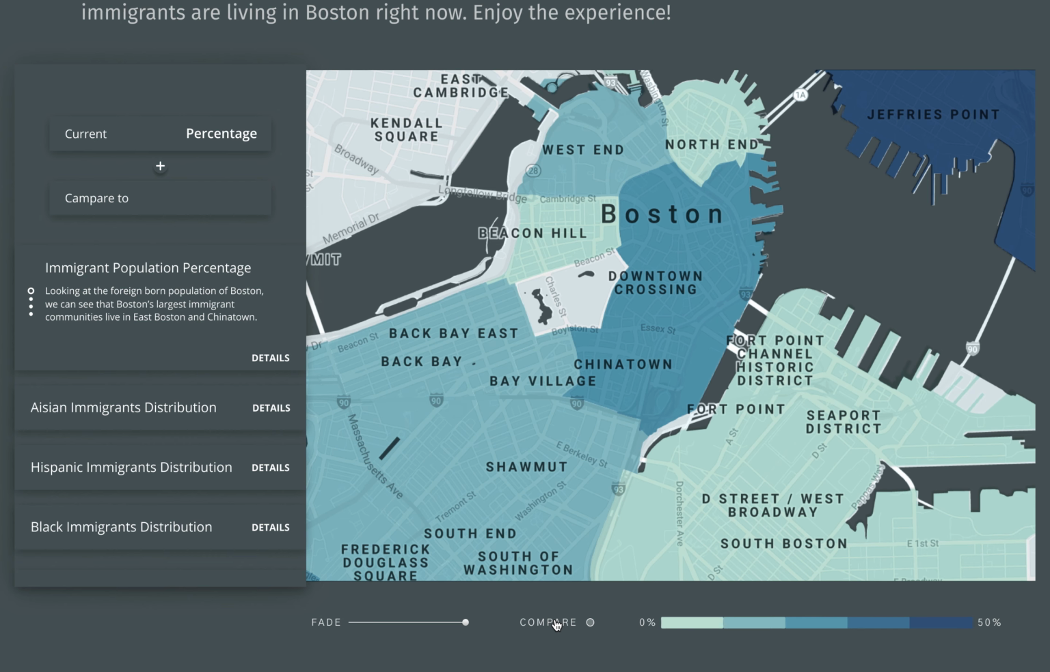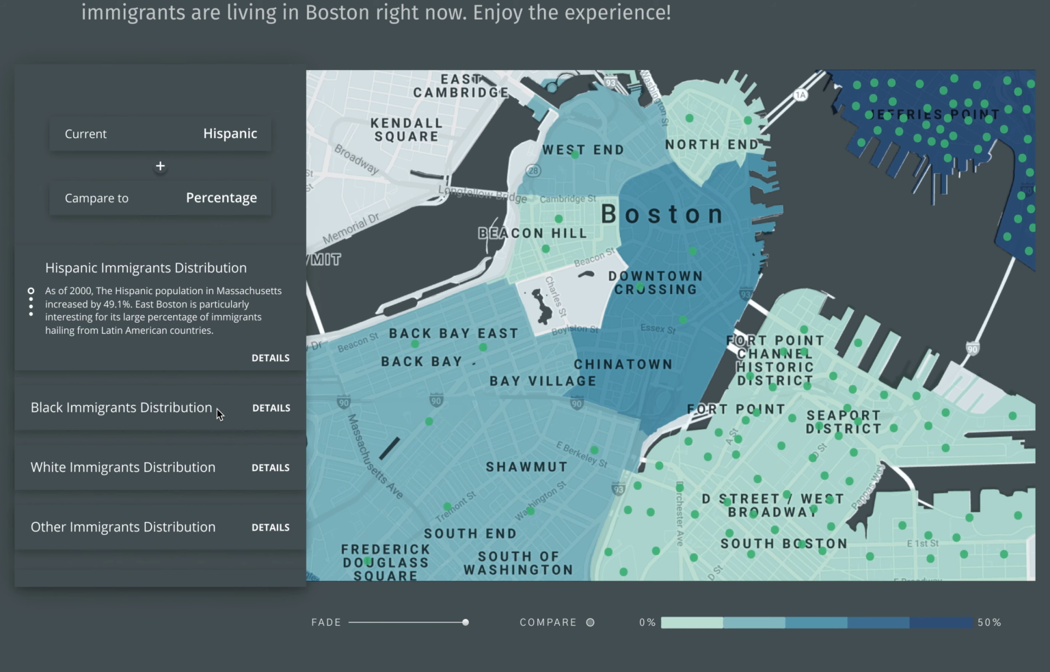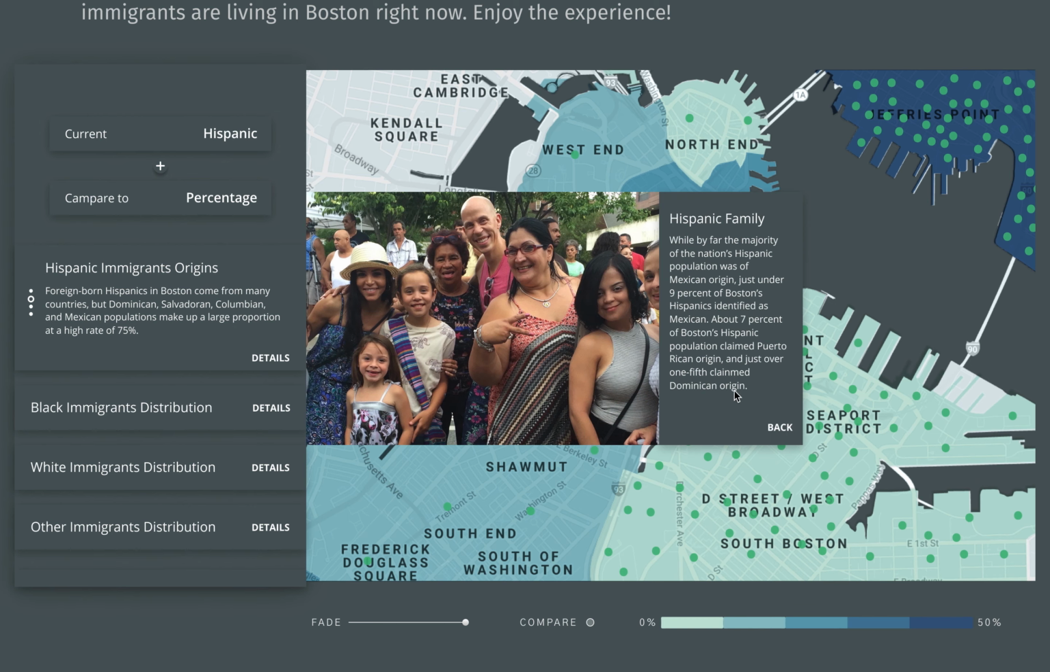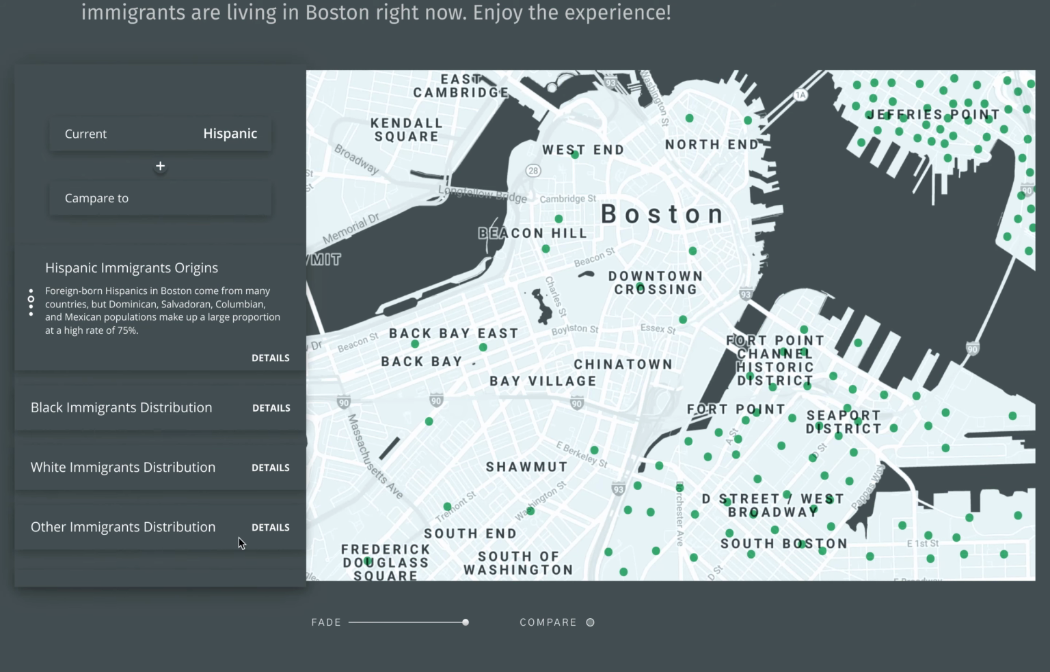I'm curious where each demographic group lives. Asian people live mostly in downtown area and Seaport District. What about the Hispanic group? We can see they mainly live in East Boston as well as the Seaport District. You also have the option to check out more information about a specific demographic. Let's move on to the monthly renting price in Boston.